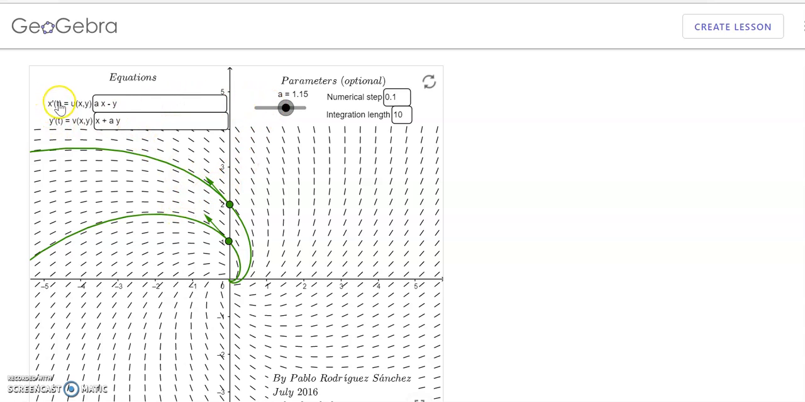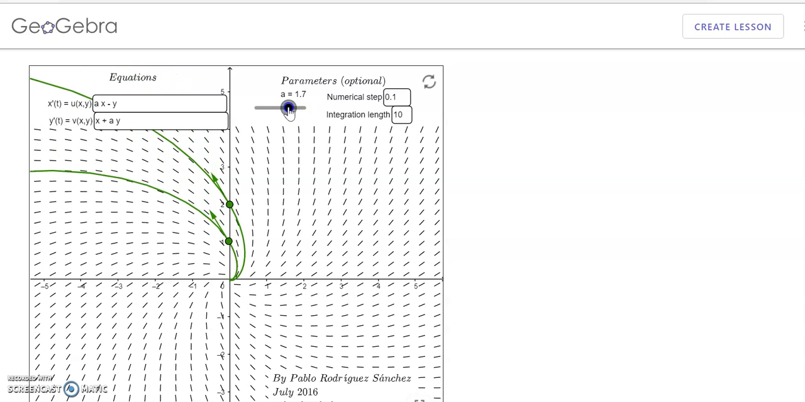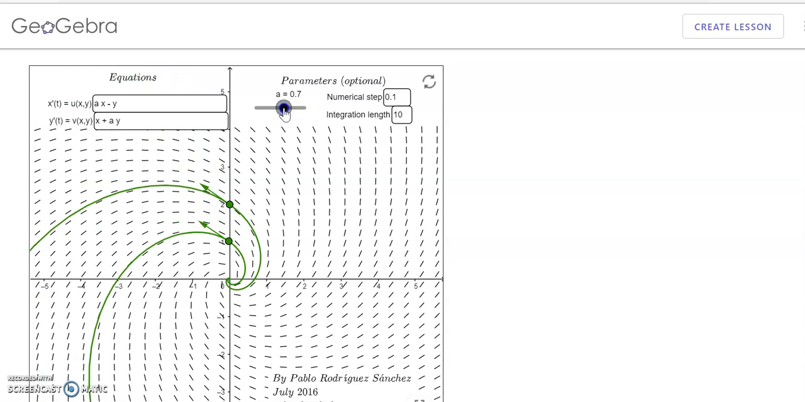We have x dash equal to dx by dt equal to ax minus y, and dy by dt equal to x plus ay. So here a is positive, and you can see it is going in the outward direction. As t increases, this will be going in the outward direction, a spiral. Again, it is going outward. Let us decrease the value of a. So this is how your spiral is changing.